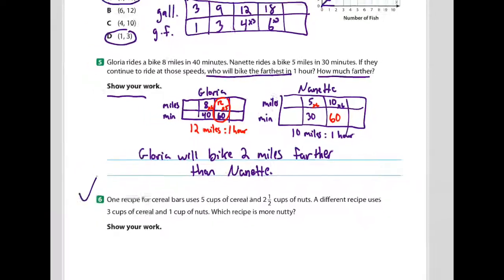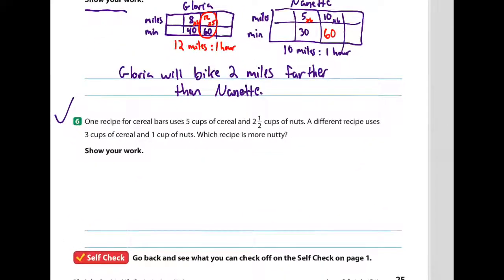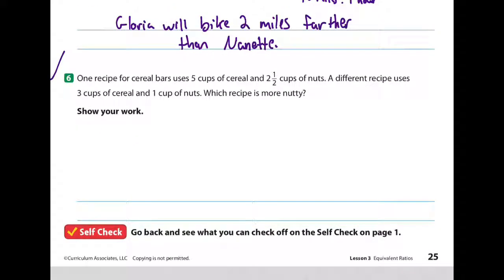All right, last one you had to do was number 6. One recipe for cereal bars uses 5 cups of cereal and 2.5 cups of nuts. A different recipe uses 3 cups of cereal and 1 cup of nuts. Which recipe is more nutty? All right, so let's set this up again. This is kind of like number 5. We're going to have 2 ratio tables. So I'm going to have recipe 1, and I'm going to have recipe 2. And each one is going to get a ratio table.